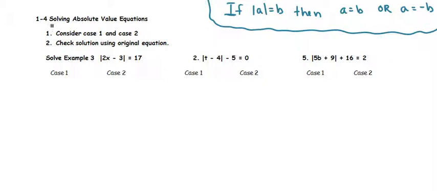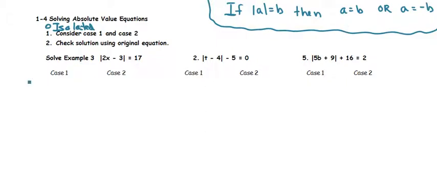We begin then with a step 0 by observing that the absolute value must be isolated on one side of the equal sign. So we look at example 3, and we notice that that is how it already starts. The absolute value of 2x minus 3 is supposed to be 17. Then we realize that we need to consider two cases.